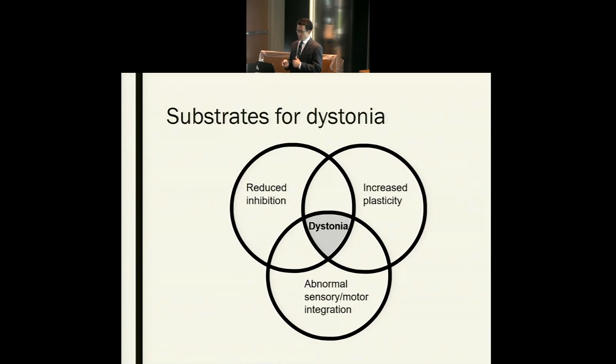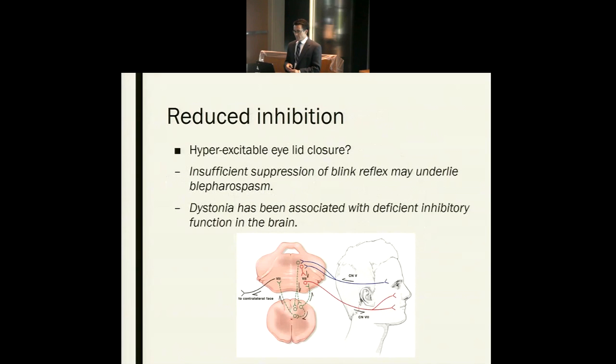So I'm going to first talk about reduced inhibition, and how we can use imaging to study that in the brains of those with dystonia. We can use positron emission tomography, or PET, and also magnetic resonance spectroscopy, which is a fancy MRI technique, to look into inhibition of the brain. And so what you heard earlier, that there's potentially a hyper-excitable eyelid closure, that it's excitable because there's not enough inhibition of the reflex in the eye. And so that might underlie blepharospasm. And this is consistent with other dystonias that have been associated with deficient inhibitory function in the brain.